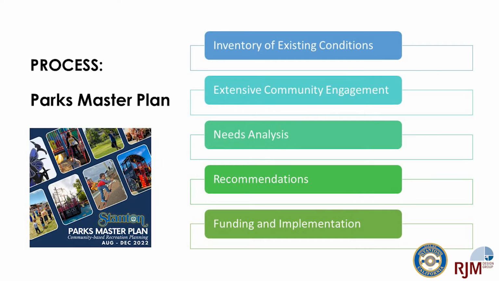The process involves 5 steps. First, getting a lay of the land, looking at the inventory of the existing conditions in both facilities and programs. Next, we'll go out to the community in an extensive engagement effort where we'll listen to the community's voice, their wants, and their needs. After we've collected those 2 pieces of information, we'll conduct a needs analysis to see what exists and what is still desired within the community. Finally, that will give rise to our recommendations, followed by funding and implementation.